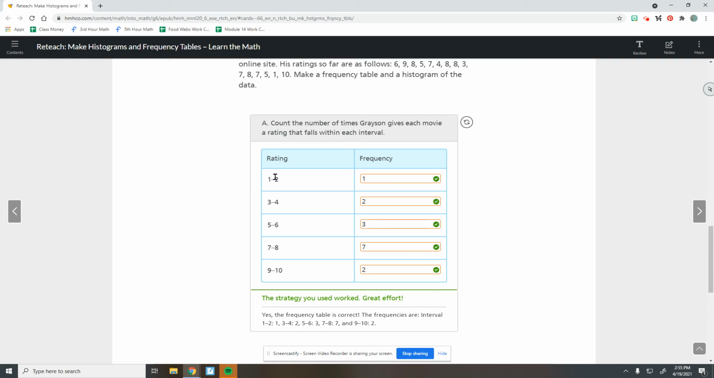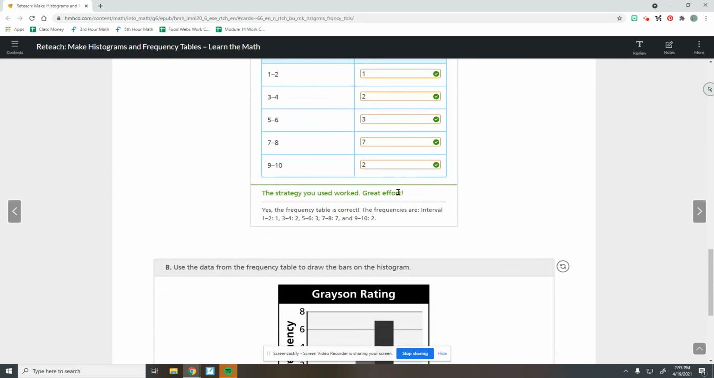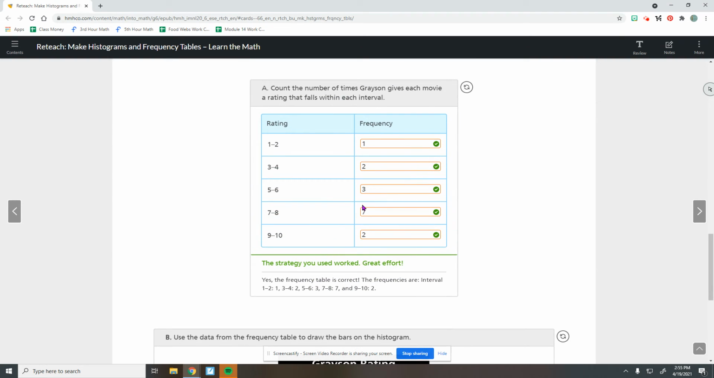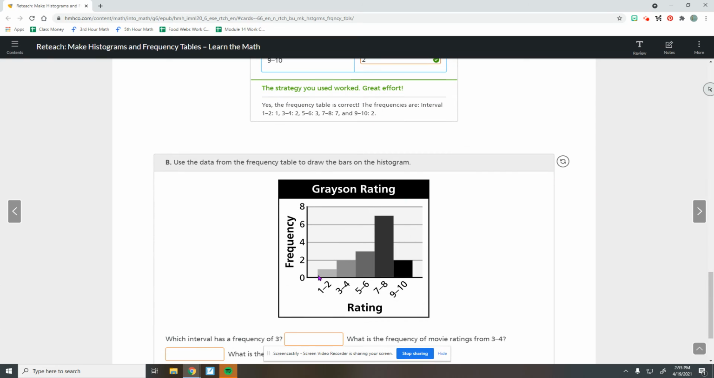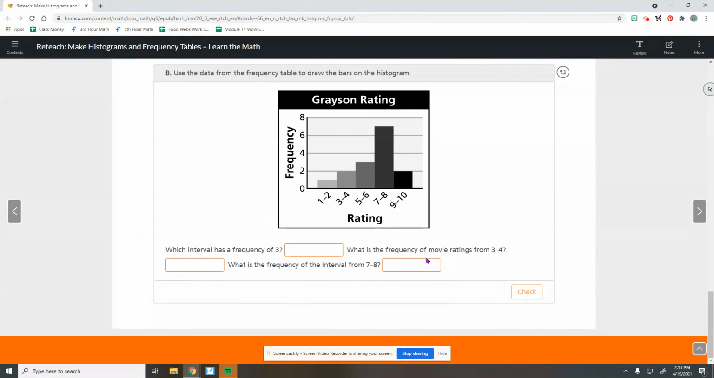You just see how many of these we have and put the number there. Once you have this, it's really easy to make your histogram. These go on the bottom, and this tells you how far up the bars go. They relisted their groups, and the bars went up 1, 2, 3, 7, and 2 times.